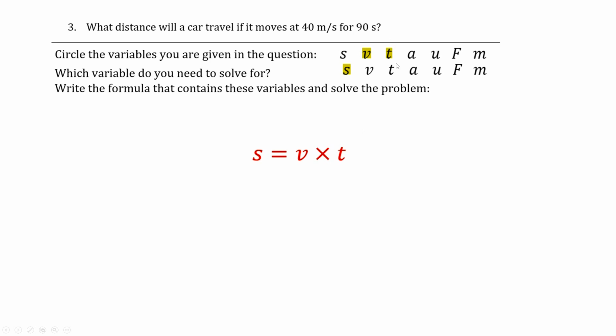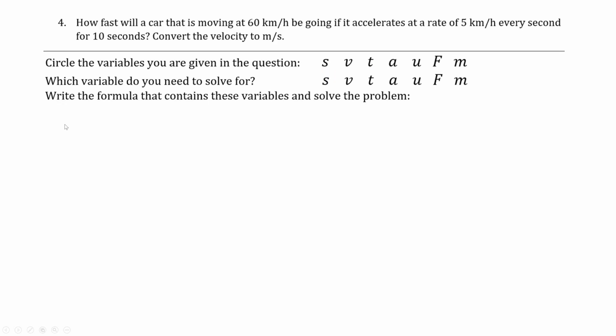This is how we know what we're using. Some of you will be able to do this without highlighting or circling and all that sort of stuff, but nothing wrong with it if you need to do this, at least at the beginning. Hopefully we get better at it. Distance equals velocity times time, 40 times 90, because it's in meters a second and it's in seconds, so 3,600 meters. You could put it at 3.6 kilometers if you wanted to. Next question.